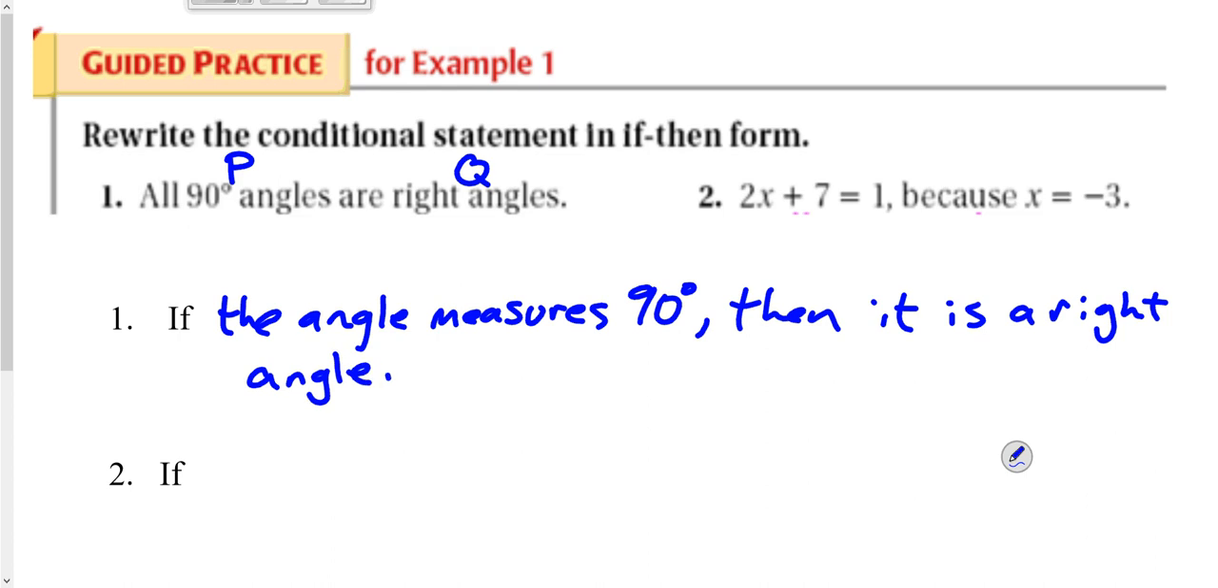If the angle measures 90 degrees, then it is a right angle. You won't have to get all of the words exactly the same as I write them when you're coming up with your own, but it needs to say basically the same thing. So we know all 90-degree angles are right angles, so if we measure an angle and it's 90 degrees, then it is going to be a right angle.